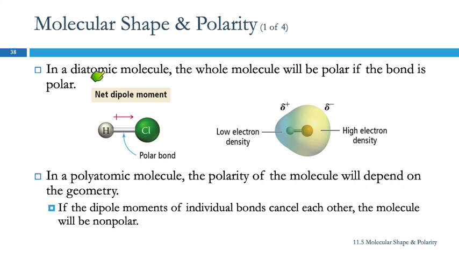If we have a diatomic molecule where we just have two atoms, there is only one bond. Example here, hydrogen and chlorine. There's one bond. If that bond is polar, then the molecule is polar. And remember, a polar bond is one where the electrons are not shared equally.